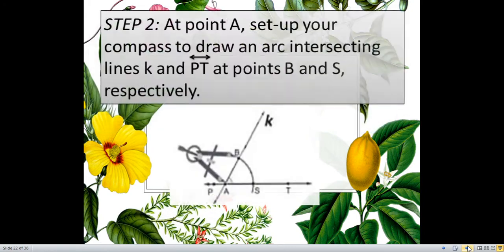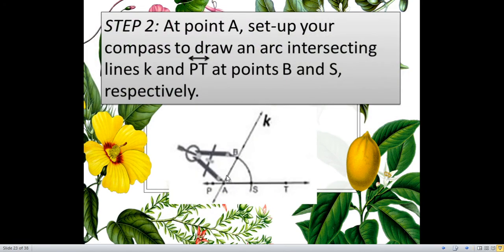And for step 2, at point A, you already have the point A there, set up your compass to draw an arc intersecting now your line K and line PT. Since it intersects your line K and PT, it can give you another 2 points. That's why we have now the point B and point S. Since you intersect the 2 lines, you make an arc on it. So that is step 2.